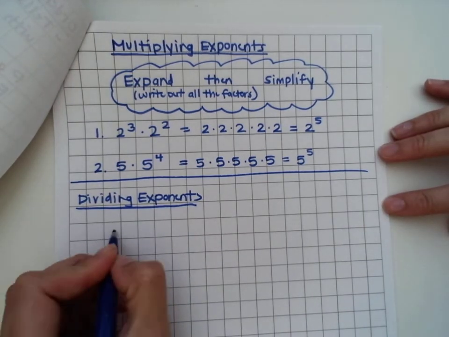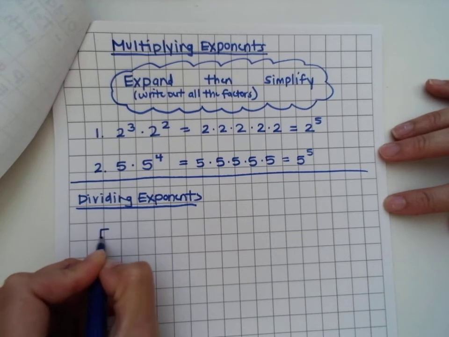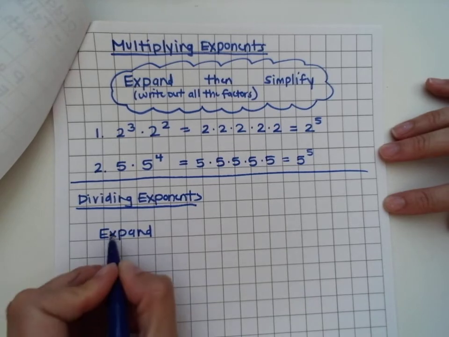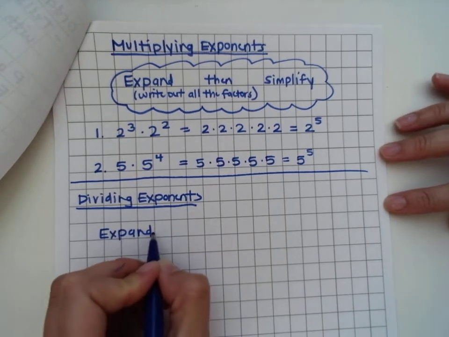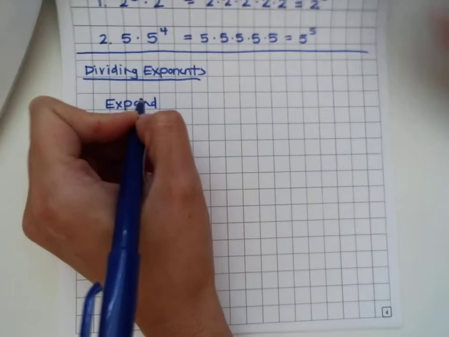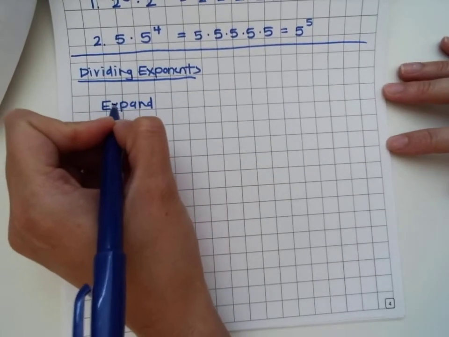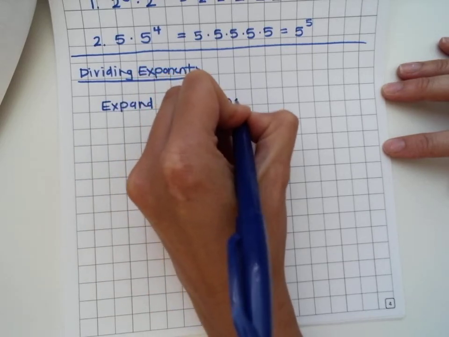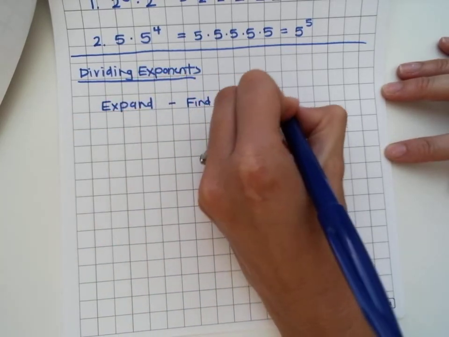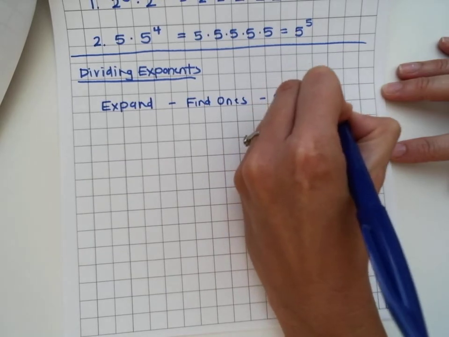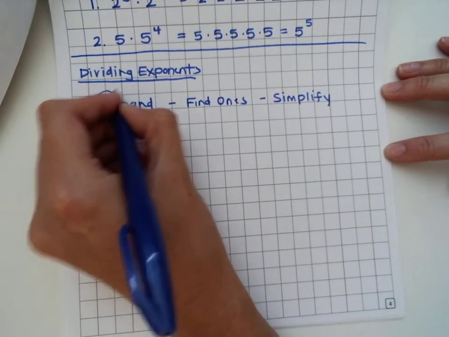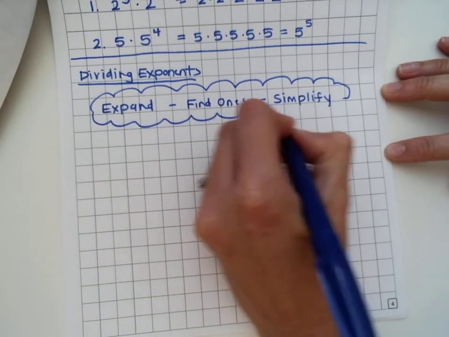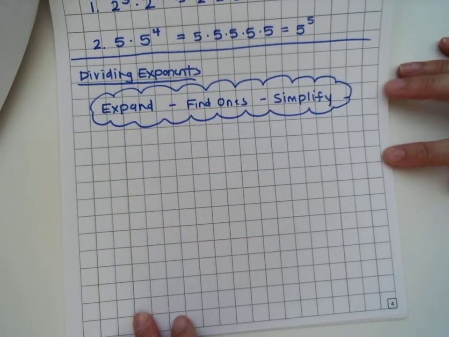Your steps when you are dividing exponents is you are going to expand. Like we went over last time, you expand by writing out all the factors, so all the things that multiply to give you that value. Then you're going to find ones, and you'll see what that means in just a second. And then you're going to simplify. Okay, so what do I mean by that?